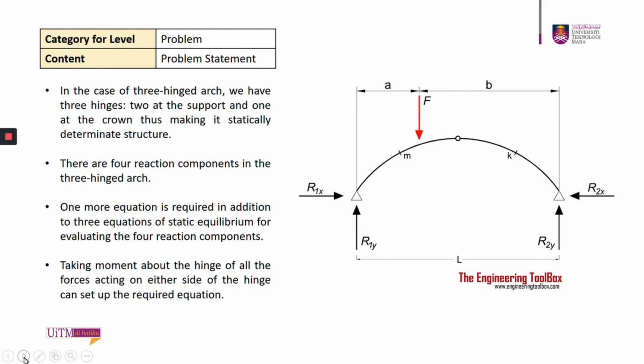There are four reaction components in the three hinge arch, as shown in the figure: R1X, R2X, R1Y, and R2Y. One more equation is required in addition to the three equations of static equilibrium for evaluating the four reaction components. Taking moment about the hinge of all the forces acting on either side of the hinge can set up the required equation.